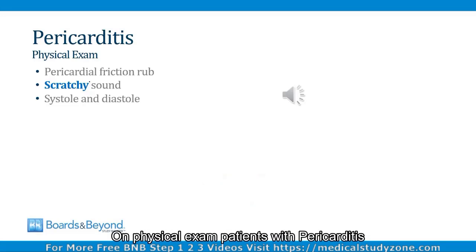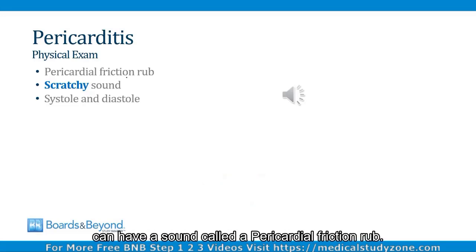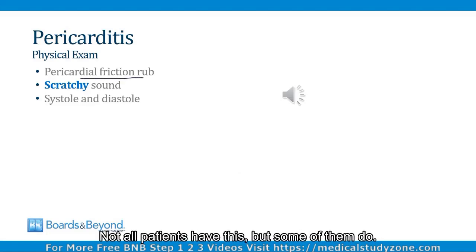On physical exam, patients with pericarditis can have a sound called a pericardial friction rub. Not all patients have this, but some of them do. It's a scratchy sound often described as sandpaper rubbing together, and it's present in both systole and diastole because in all phases of the cardiac cycle, the pericardium, which is inflamed, is rubbing against other structures, and that's causing the pericardial friction rub. And I'll play you an example of this now.